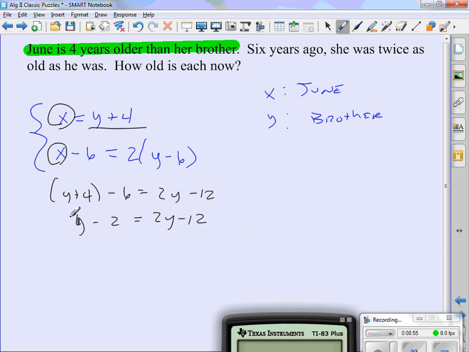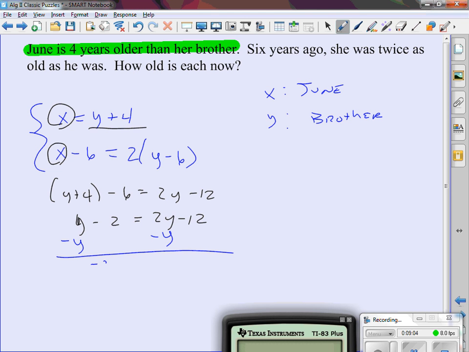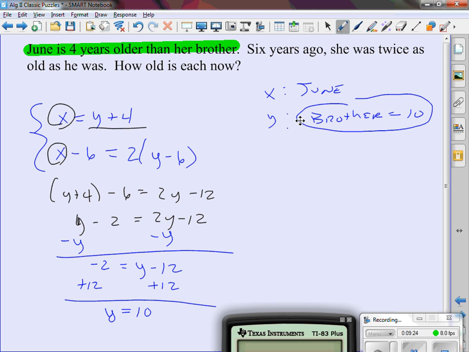Now what I'm going to do is subtract the y, subtract the y. Negative 2 equals y minus 12. Now I need to add 12, add 12. y is 10. So the brother is 10 years old. So if the brother is 10, how old's June? 14. Because 10 plus 4 is 14.